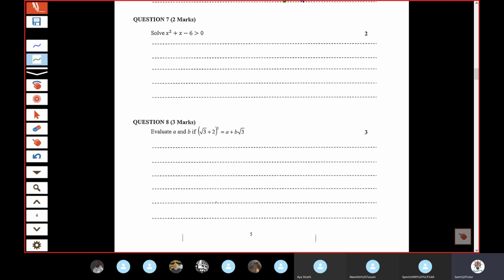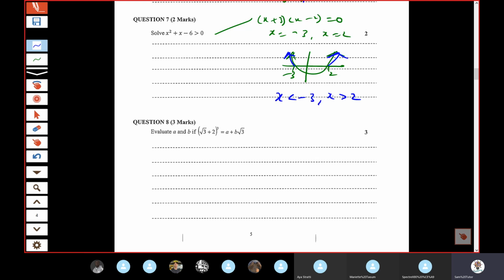Okay, very easy. Here we go. Now, 2 methods again. Your school way would be to find your intercepts, and then you draw this, which is a parabola. And there's -3, and there's 2. And then because it's greater than 0, it's this way, and it's this way. Which means x is less than -3, x is greater than 2.